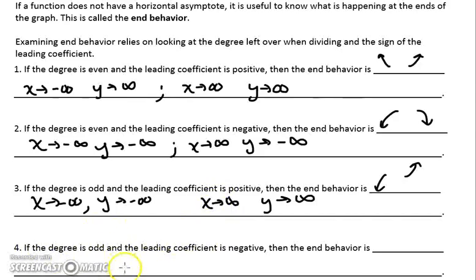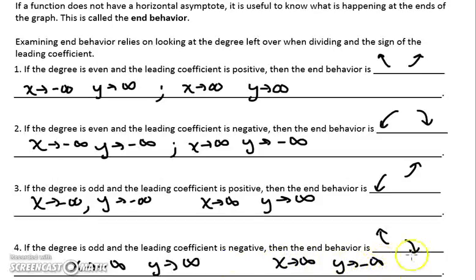If the degree is odd and the leading coefficient is negative, your end behavior is going to look like this. So as x goes towards negative infinity, y is going to go to positive infinity, and then as x goes to infinity, y is going to go to negative infinity. So again, you can think of a line that would have a negative slope there. So let's look at a couple of examples and then call it quits on this video.